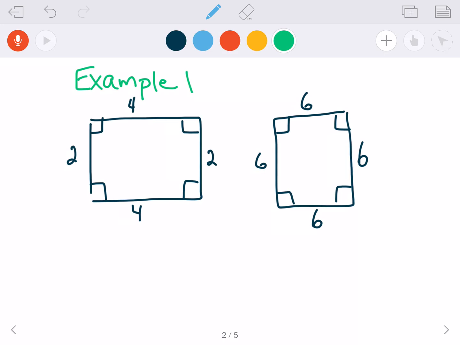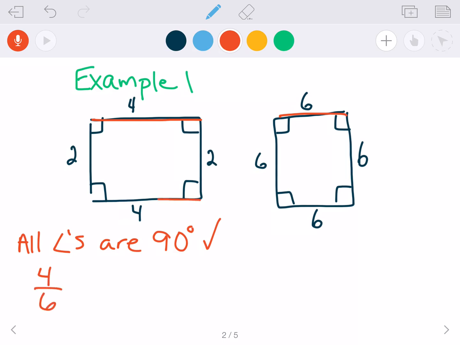Example 1. We are looking at two four-sided shapes here. The corners are all 90-degree angles. So when we're trying to figure out if the angles are the same, all angles in this case are 90 degrees, so we can check that off in the criteria for both congruent and similar shapes. Now we're going to figure out if the sides are proportional.